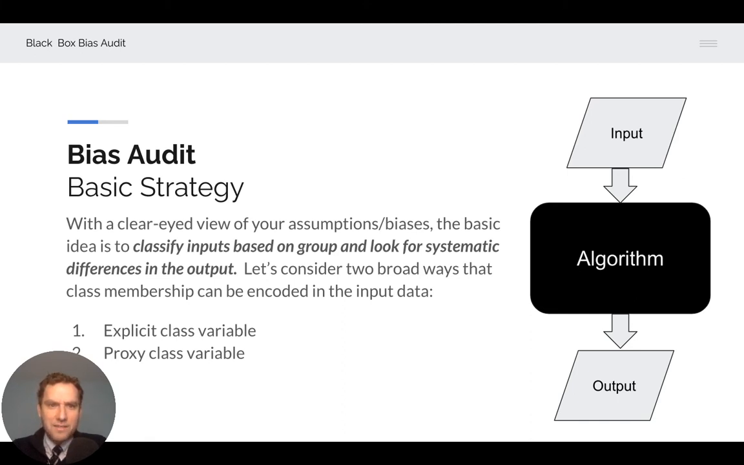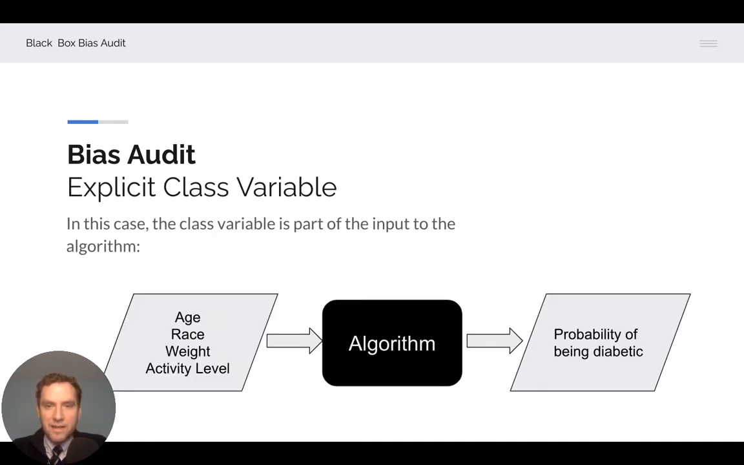So there are two broad ways that class membership can be encoded in input data. It can either be an explicit class variable or a proxy class variable. Let's talk about those two. An explicit class variable is the case where it's actually part of the input. So you can imagine I have some algorithm that might be detecting the probability of being diabetic. I could have the age, race, weight, activity level of the person, and it could go on, lots of different information goes into the algorithm, and what comes out is the probability that the person is diabetic. Now, in this case, on the left-hand side, those inputs are literally explicit class variables. The age, the race, you could have the gender of the person. Those are explicit encodings of the class variable.